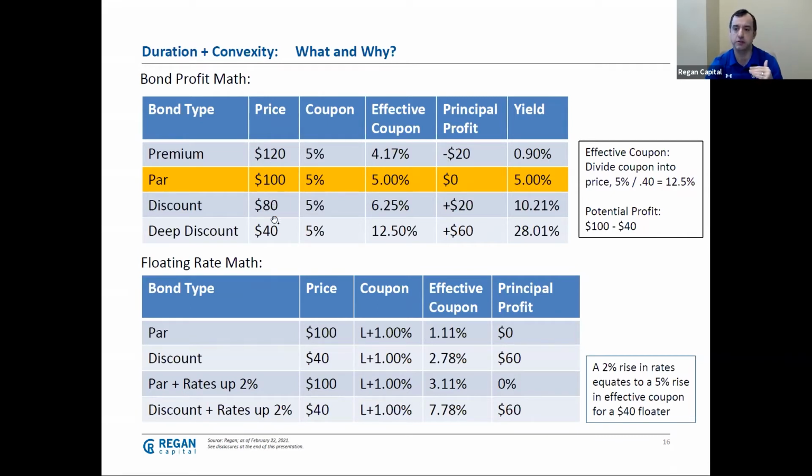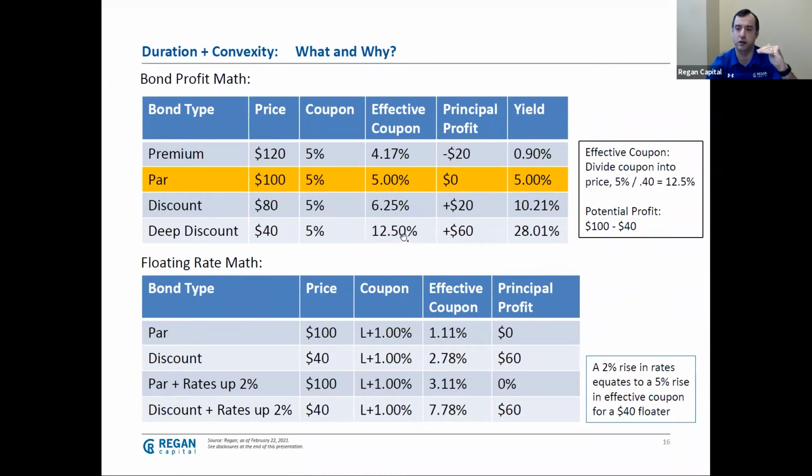If we go down to discounts here, we introduce what we would call our effective coupon, which is if you own that 5% coupon at 80 or at 40 cents on the dollar, your effective coupon goes up. All we're doing in this scenario is taking our 5% coupon and dividing it into our $40 purchase price.